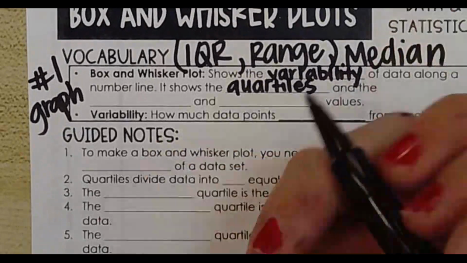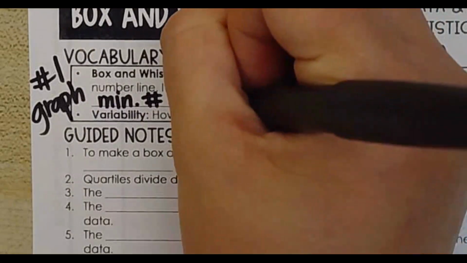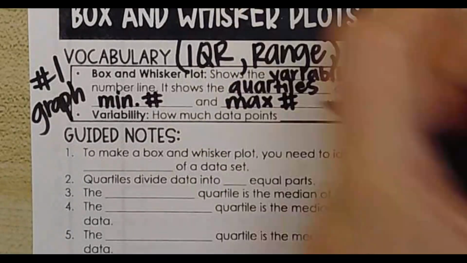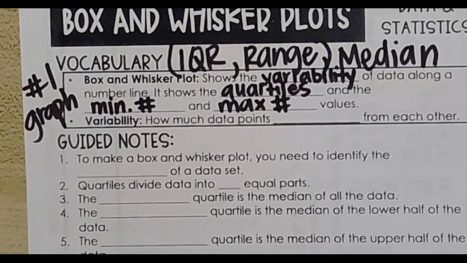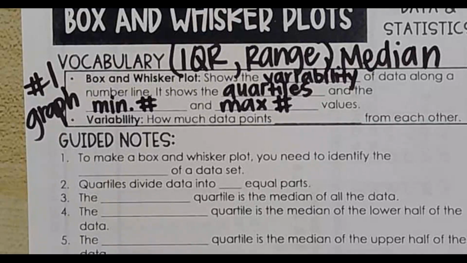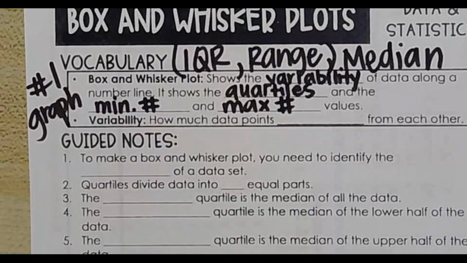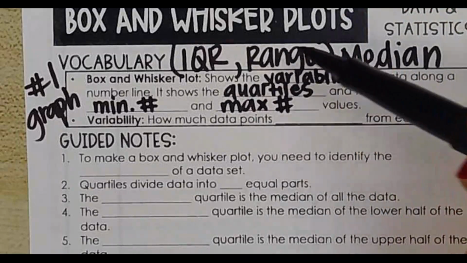And with the box and whisker plot, we will also know our minimum value and our maximum value, however you want to represent that. So again, a box and whisker plot shows the variability of data along a number line, and it shows the quartiles, quartile 1, 2, 3, even 4, and it shows your minimum number and your maximum number. So that's why we can find out what's the IQR and what's the range.